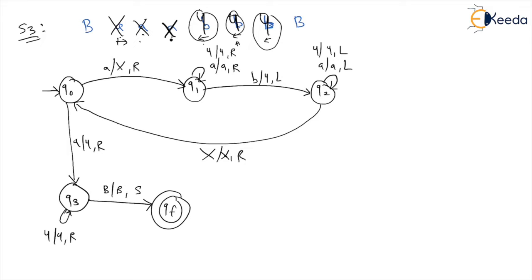As far as Turing machine problems are concerned, we are always going to draw the transition diagram or the transition graph first, and then we are going to draw the transition table. So my step 3 does cover the implementation part. In step 4, we are going to draw the transition table for the same. So let's go ahead with the same.